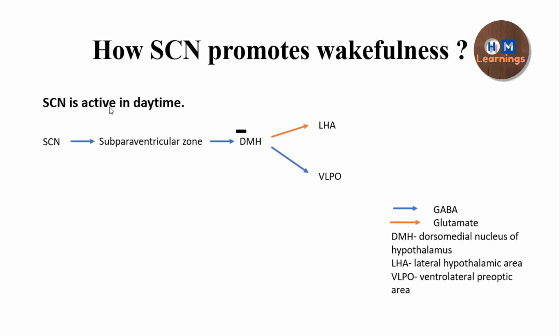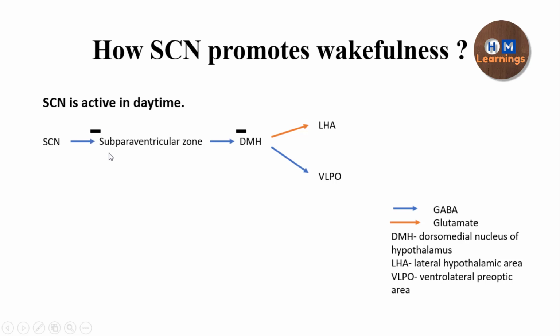But here, what is the role of the suprachiasmatic nucleus in the circadian rhythm, and how does it maintain the circadian rhythm, or basically how is wakefulness being promoted? The role of the suprachiasmatic nucleus in the sleep-wake cycle is that it promotes wakefulness. So how does it do so? The suprachiasmatic nucleus is basically a group of GABAergic neurons. So whenever it is active, it projects GABAergic neurons to the areas to which these neurons go. Because they are GABAergic, it is going to inhibit the area.